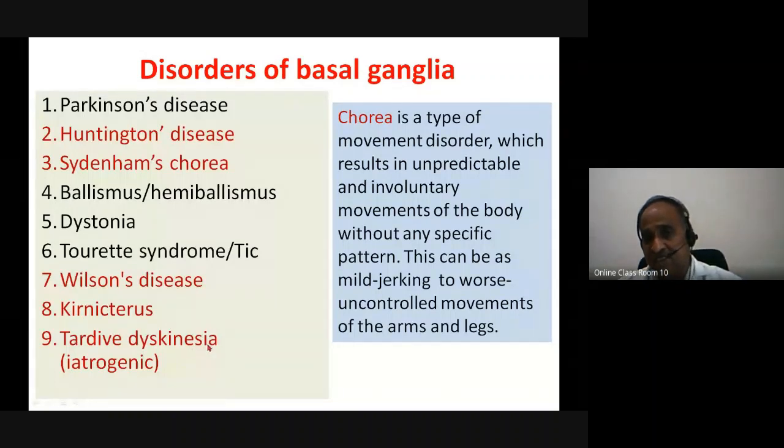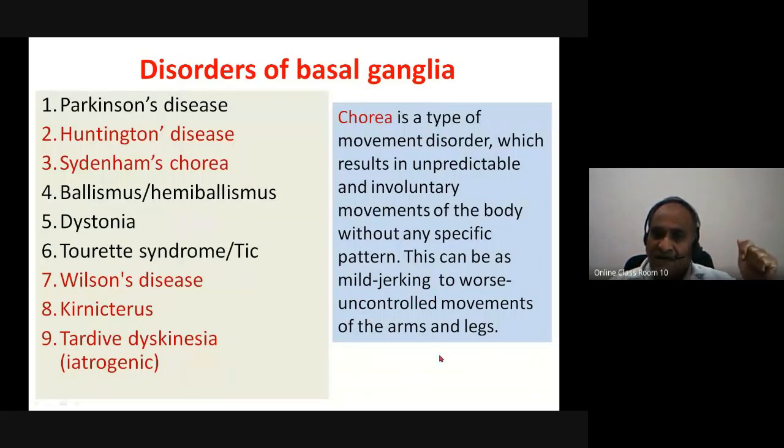and tardive dyskinesias, they all have one common feature. They have chorea, that is a hyperkinetic movement in their presentation. Chorea is a type of movement disorder which produces unpredictable involuntary movements without any specific pattern. There is no specific pattern. You may be doing like this and then like that, involving even the face, lips, the eyes, and then the fingers and so on.